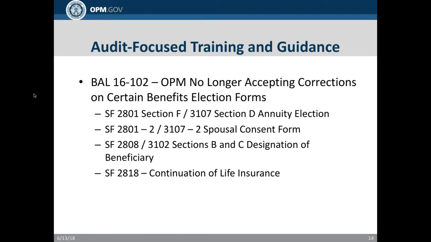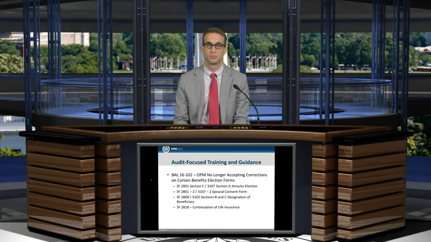And the most recent BAL we published was BAL 16-102, and that is OPM is no longer accepting corrections on certain benefit election forms. And it does go through all of them. I listed just a few on the slide. Some of the main ones, the 2818 continuation of life insurance. There can be no scratch outs, whiteouts on that. The survivor annuity election form as well. That's another example. These forms cannot have any scratch out, whiteouts, anything that you look at and may think could be considered a scratch out. You definitely want to have the annuitant or retiree submit a new form so it doesn't delay the application process.